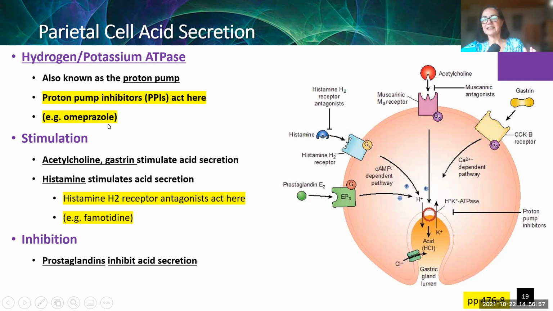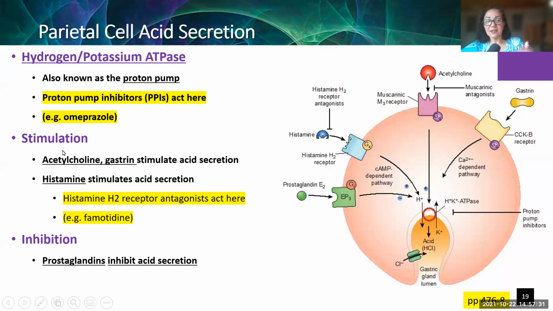Whenever I highlight things in yellow, other than the page numbers, I try to be consistent. This is when I'm referring to a medication. And so this is where proton pump inhibitors act, things like omeprazole, for example. They block that proton pump, so they inhibit the pumping of all this acid out into the stomach. Now, there's a couple of other medications that can also be used here, but you have to understand a few other things to understand this.